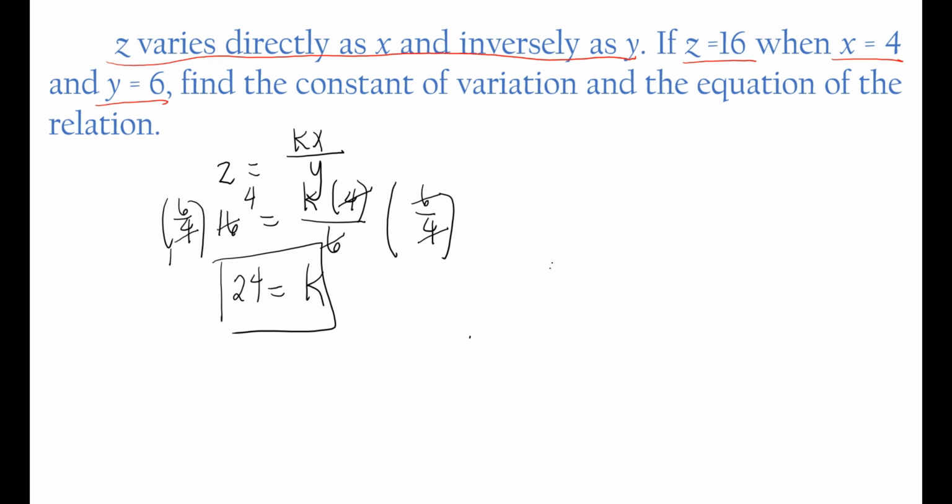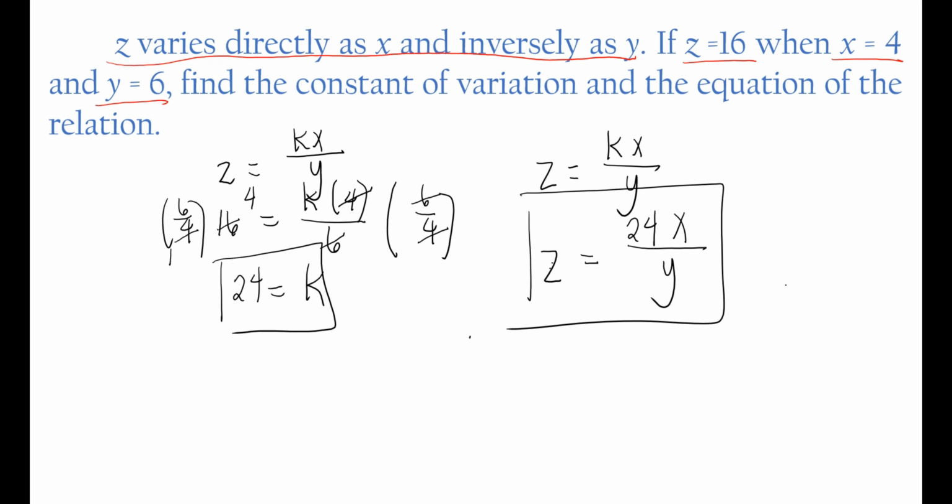Now, to find the equation of this relation, we only have to substitute the value of k to this equation. Doing so, the equation will be z equals 24x over y, and this is the equation of the relation.